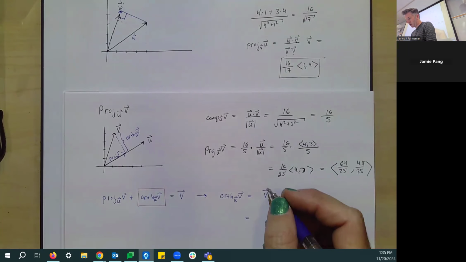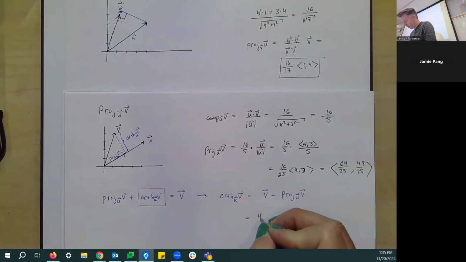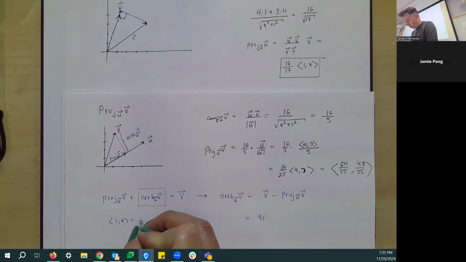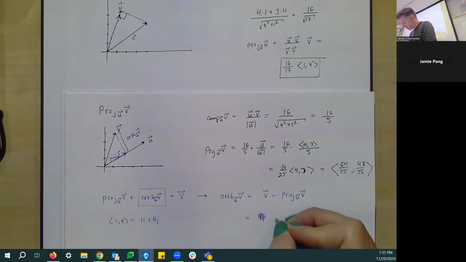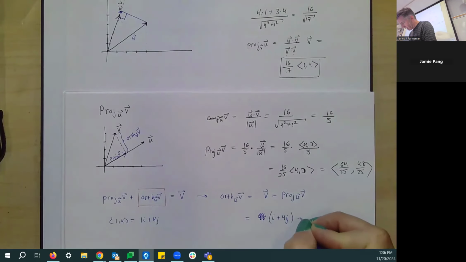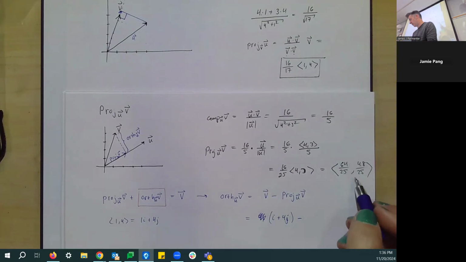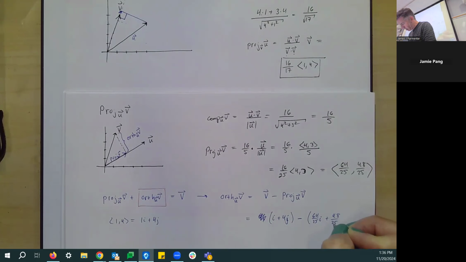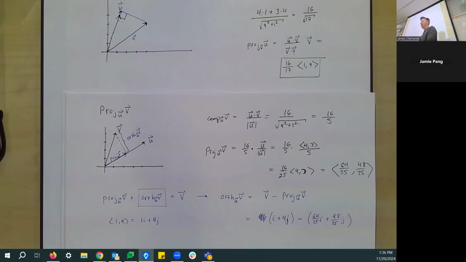Our vector v was 1, 4. Let's write it as 4i. Oh my gosh, let's not write it as 4i because that's not what you want. 1, 4 would be 1i plus 4j. There's your vector v minus your projection, which we just found. And I guess it is good to write it this way here. So my projection is going to be the vector 64/25 i plus 48/25 j. And then I'm just going to subtract the coefficients here.